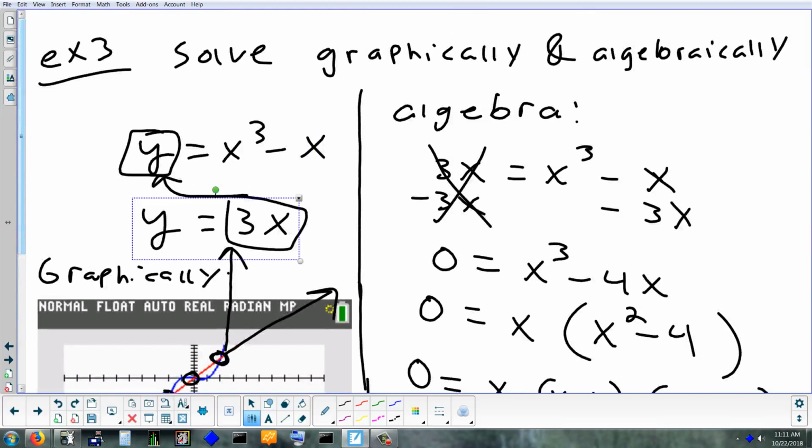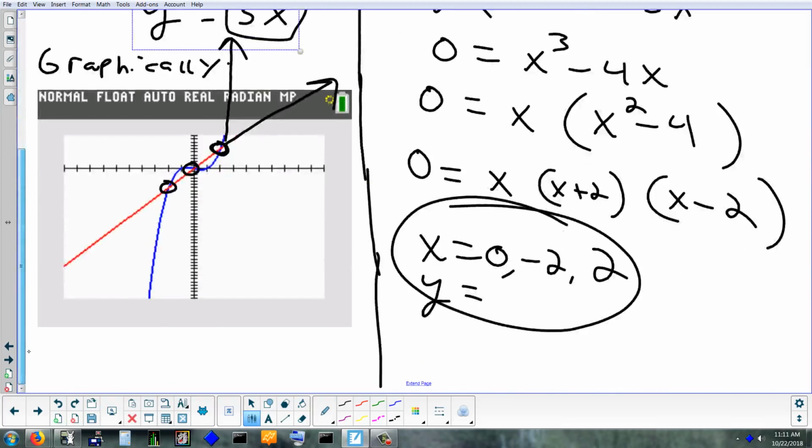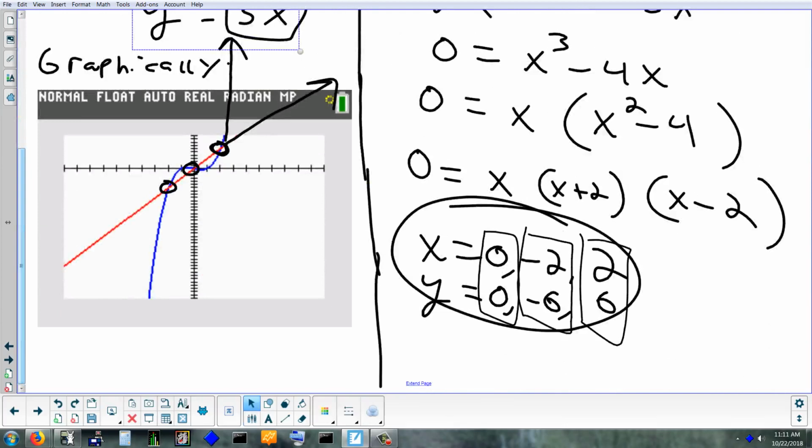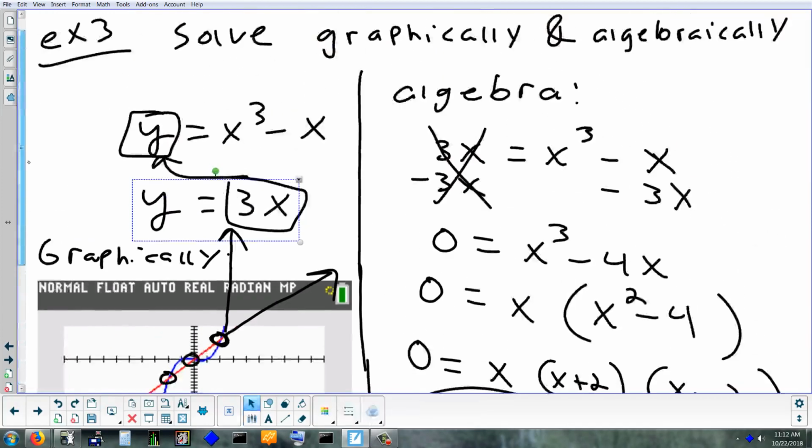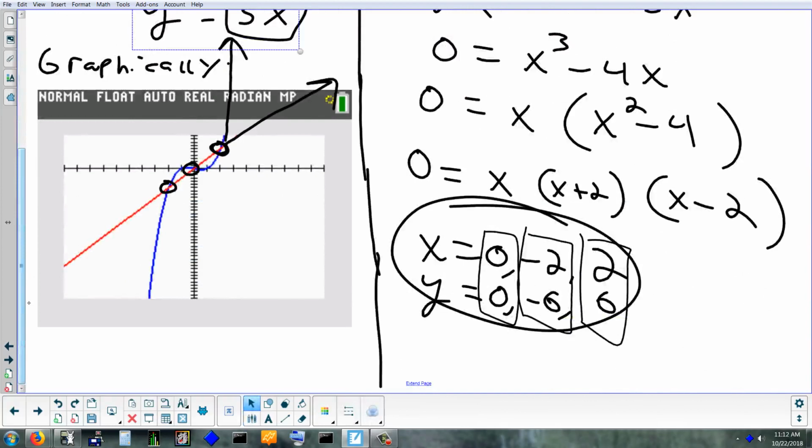So the y values are triple the x's. So 0, -6, and 6. And those are the corresponding answers. If you want to write them as coordinates, you could do that too, but that's fine. Any questions on that? Okay, so it's solving systems graphically, a little bit algebra, but nothing too fancy.